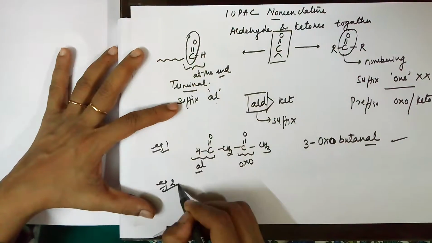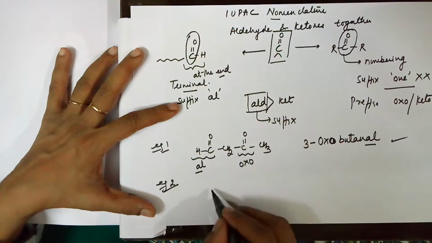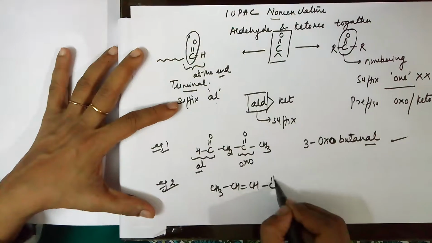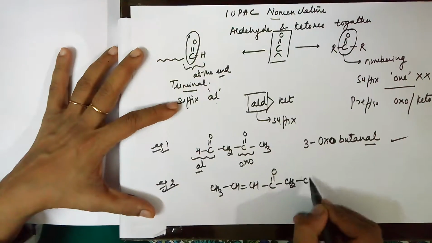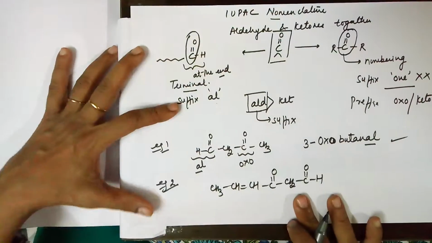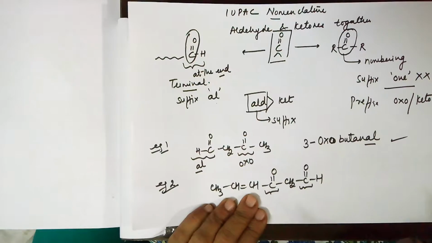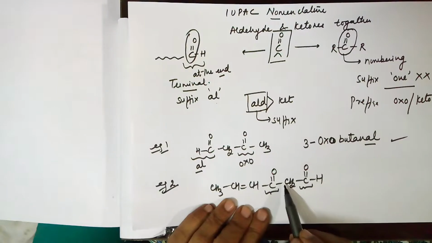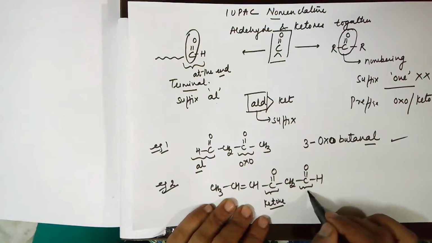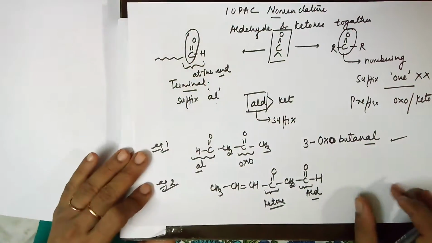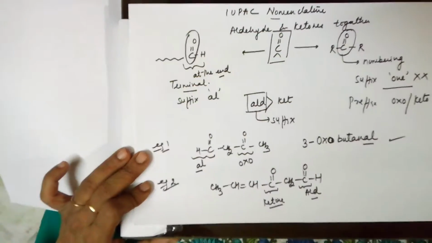Taking the second example, you have a CH3, CH double bond CH, a CO, CH2. Just looking at the CO, don't be thrilled that these are aldehydes or these are ketones. Check what is on both the sides of that CO group. If on both the sides you have carbons, this becomes a ketone. While if you have a single H on one side, this becomes an aldehyde. As we very well know, the priority of the aldehyde is more than that of a ketone, so the numbering will be from the right.